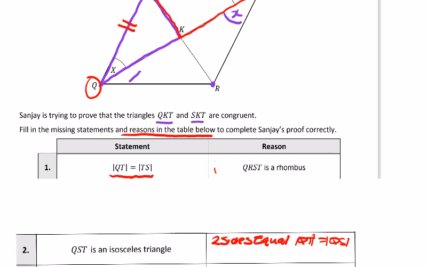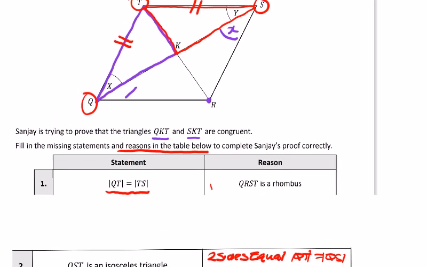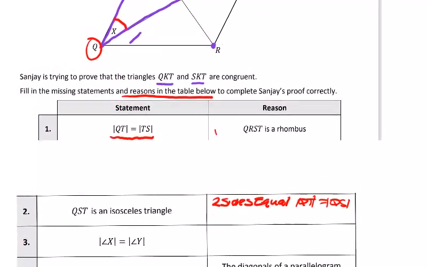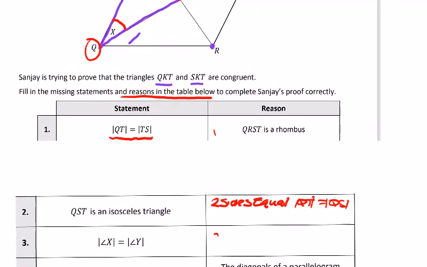So I could write in two sides equal, QT is equal to TS. I know they've given it already, but we could also say these angles, the angles opposite these sides, are equal, X and Y. Is that the next part? Angle X is equal to angle Y. Angles opposite equal sides.